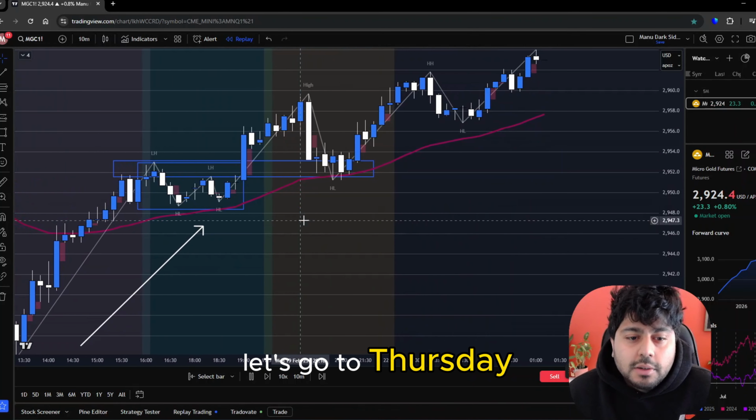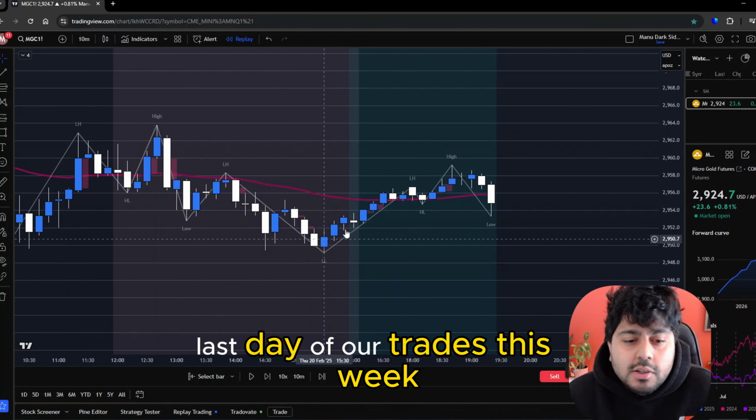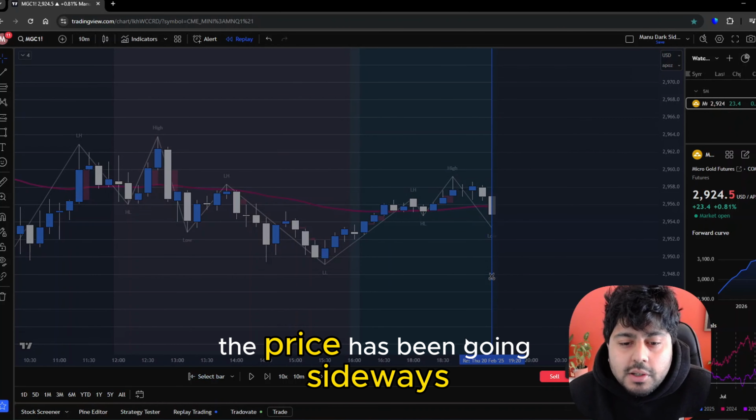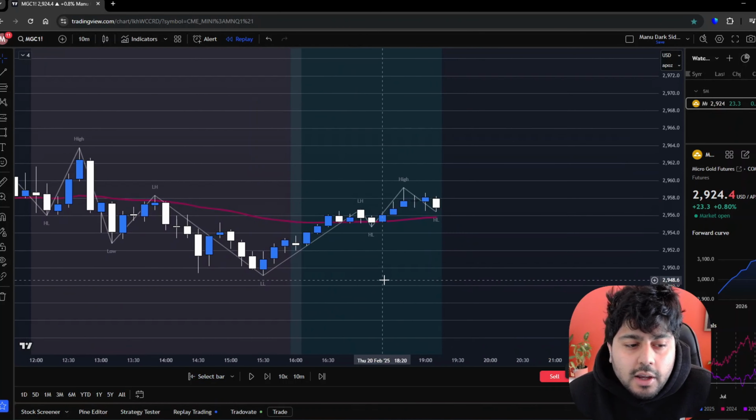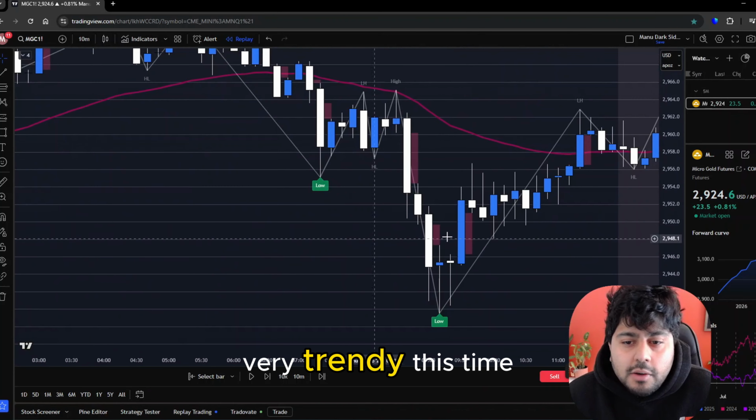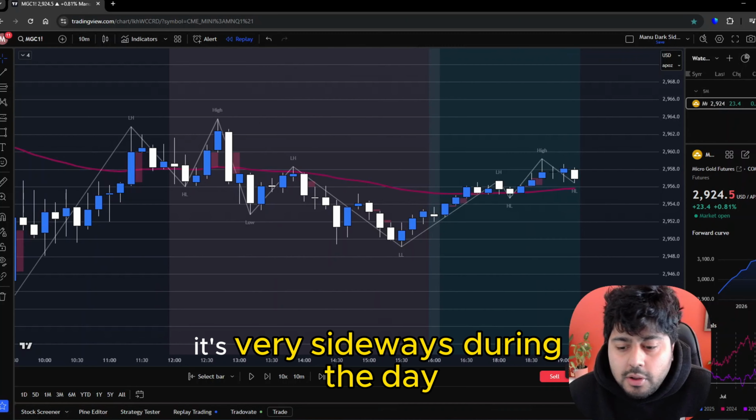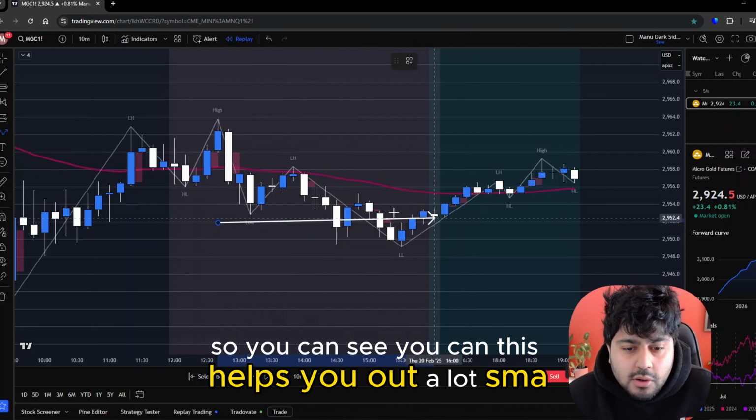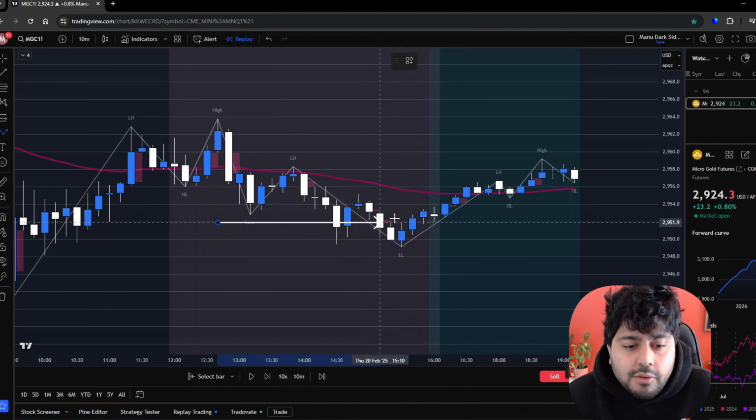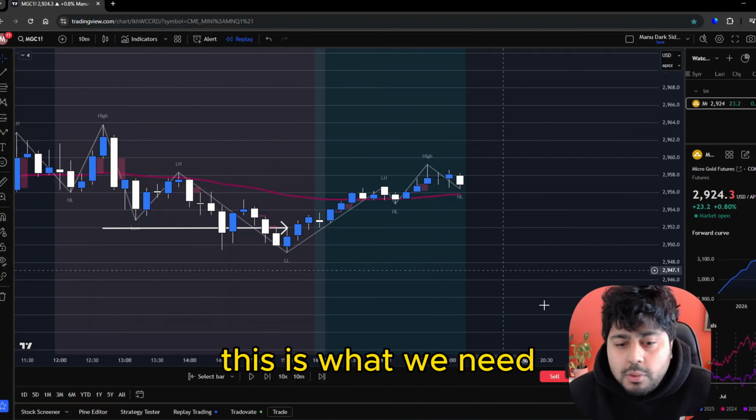Let's go to Thursday. Alright, so now we are at Thursday the 20th, the last day of our trades this week. As you can see here, the price has been going sideways. Not like the last day, you see it's very, very trendy. This time it's very sideways during the day. So you can see, the SMA helps you out a lot. Very sideways market, so this is good. This is what we need.